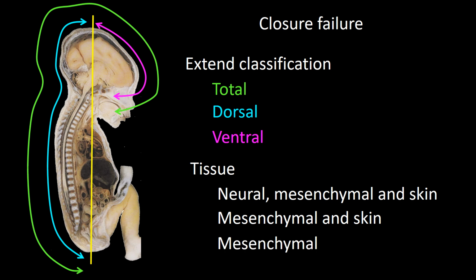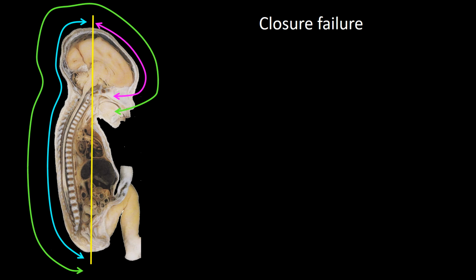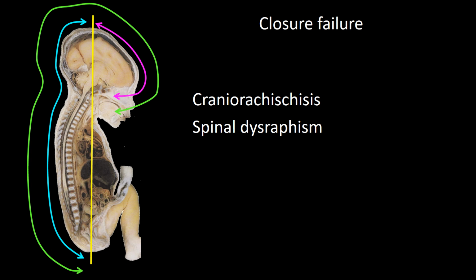Failure of mesenchymal closure with normal closure of the neural tube and skin leads to closed spinal dysraphism and midline brain defects characterized by displacement of the nervous system structure but no contact between the nervous system and the environmental surface. Closure failure can thus produce craniorachischisis, spinal dysraphism, and brain dysraphism. These three conditions will be addressed during this talk.